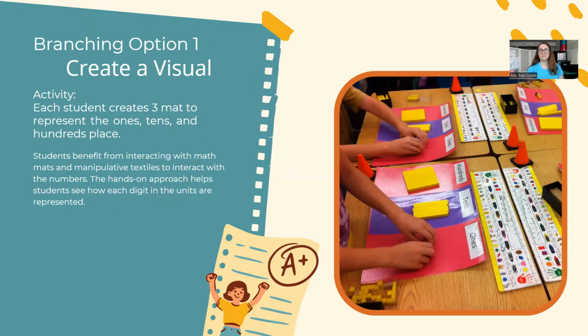Branching option number 1, create a visual. The activity that is in the image is each student created 3 mats to represent the ones, tens, and hundreds place. I like to go a step further and make my placemats look like houses. I will actually have my students say, we need to go next door and borrow a 10. Students benefit from interacting with math mats and manipulative textiles to interact with the numbers. This hands-on approach helps students see how digits in the units are represented.